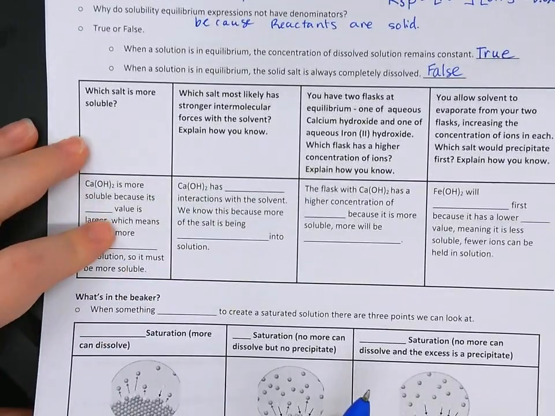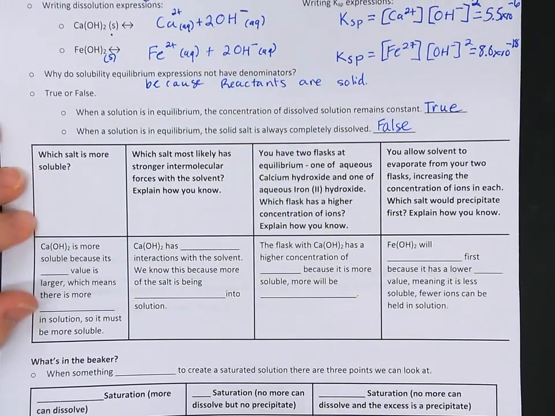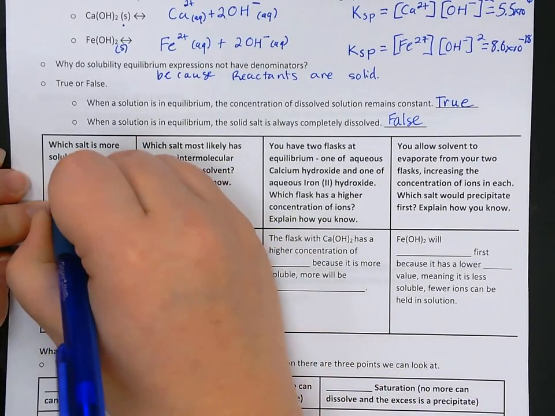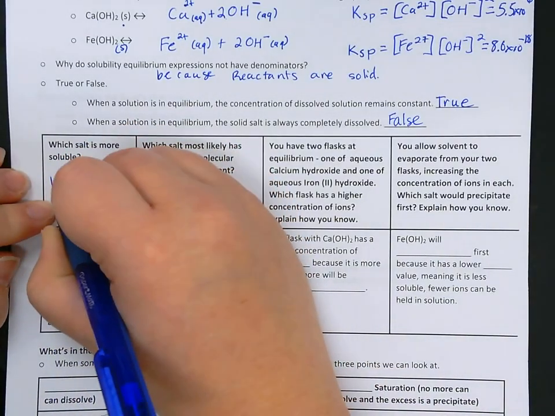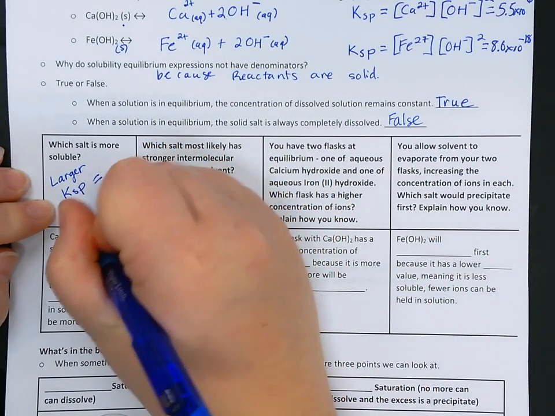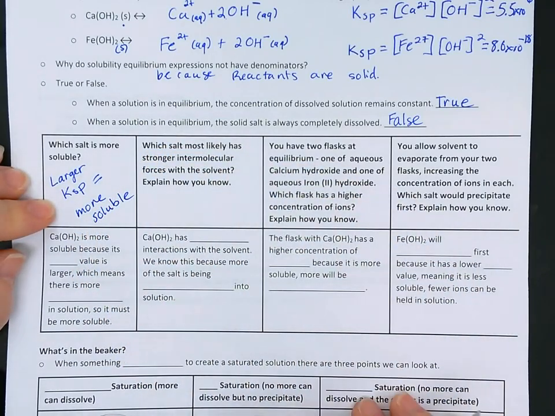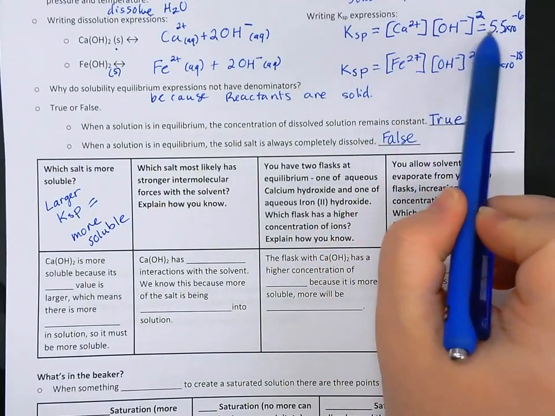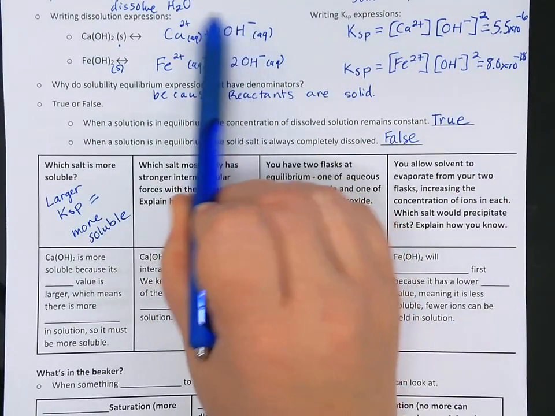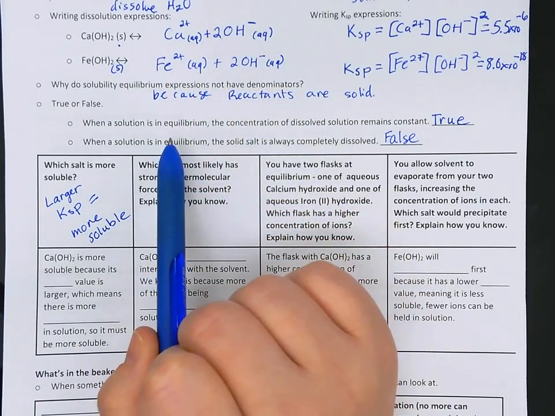Okay, so this table gives us some comparisons to look at with these two chemicals. Which salt is more soluble? How do we know? We're going to look at our KSP value. The larger our KSP value, the more soluble our substance is. Why is that? If we have a larger value here, that means we're going to get bigger values here. If we have bigger values here, that means more of it is dissolving and changing into the aqueous state.